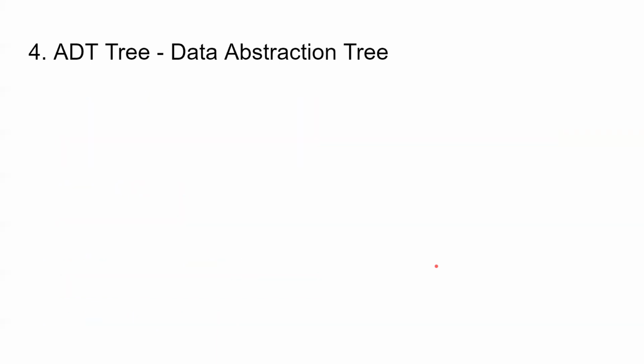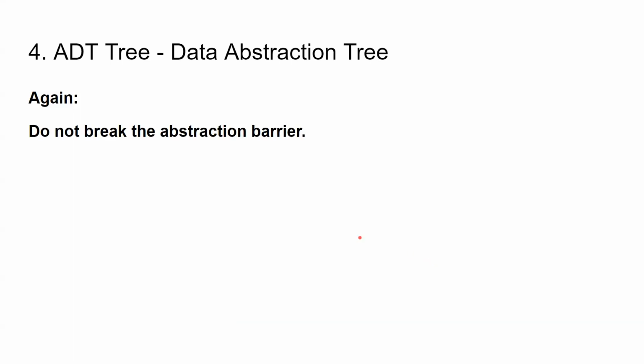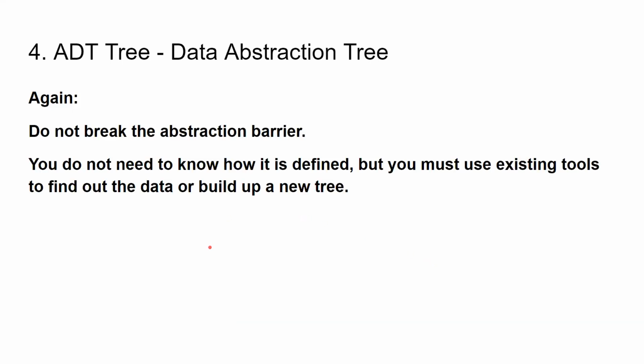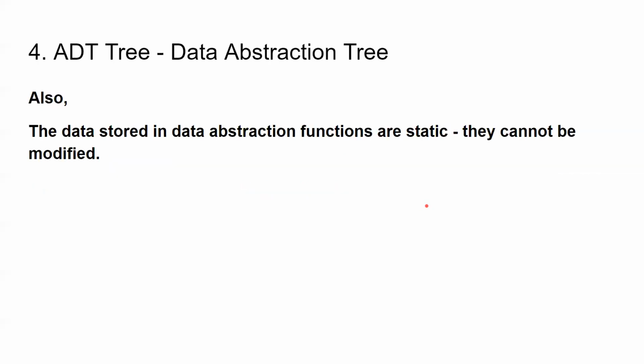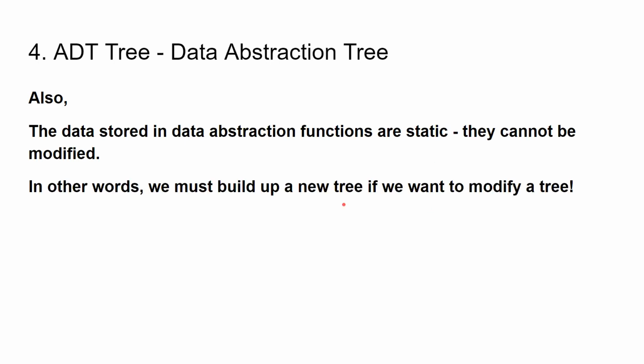Okay, so do not break the abstraction barrier. You do not need to know how it's defined, but you must use existing tools to find out data and to build a new tree. So you can only use the four functions to achieve all your goals, and do not try to learn how they are constructed and use that on your own. You have to use existing tools. The data stored in data abstraction functions are static. They cannot be modified. So we must build up a new tree if we want to modify a tree. Like, why is it static?